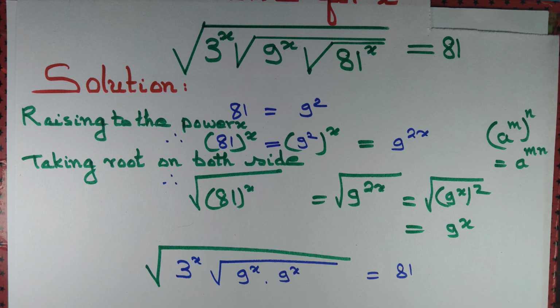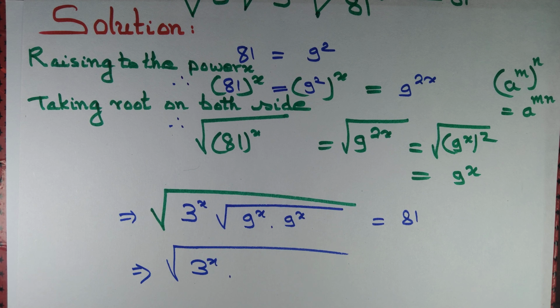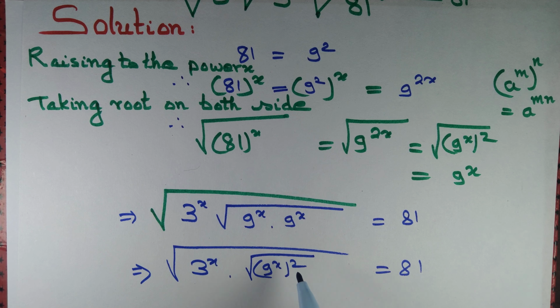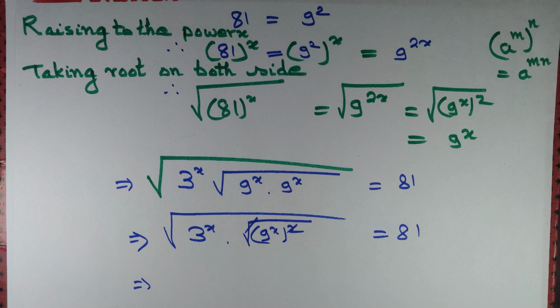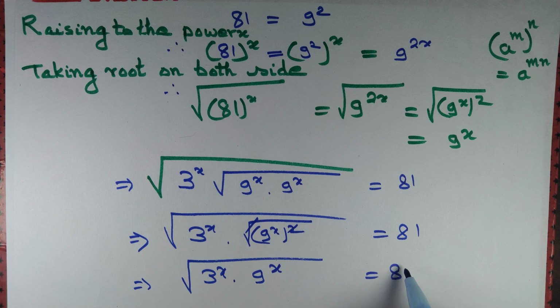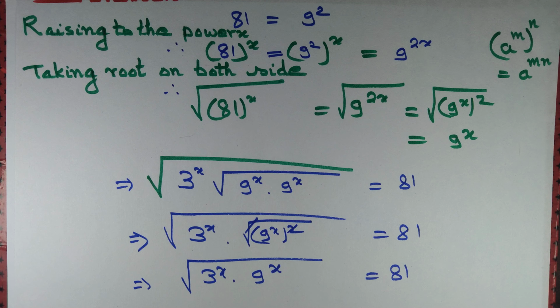Once again you see that 3 to the power x we copy as it is, and 9 to the power x into 9 to the power x is 9 to the power x whole thing squared. So this is square root of 9 to the power x whole thing squared, equal to 81. Once again we can cancel root and square. So we are left with square root of 3 to the power x into 9 to the power x equal to 81. Now we see that we have different bases.